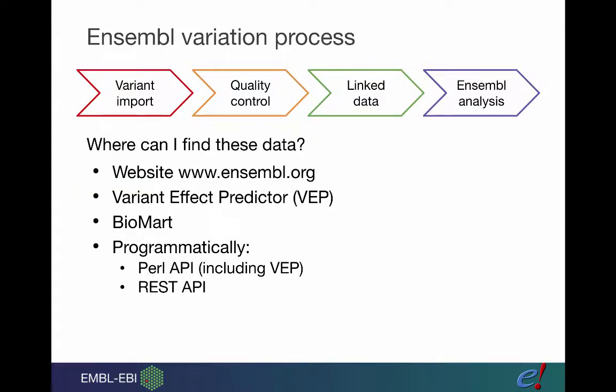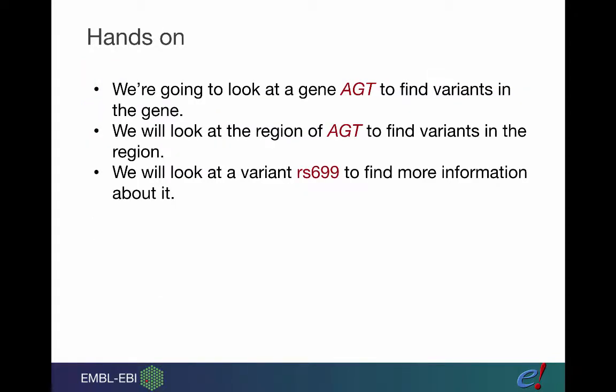So this is the process. You can find the data on the website through the Variant Effect Predictor and through BioMart, and you can get the data programmatically. So we're going to have a look at a gene, AGT. We're going to find variants in the gene. We're then going to look at the region and find variants in the region. And then finally we'll look at a variant, rs699, and find out more information about it.